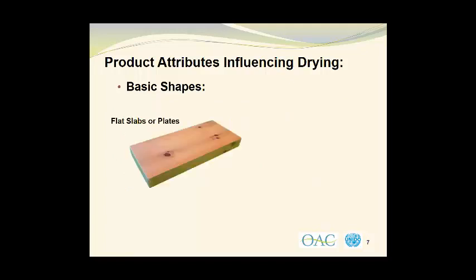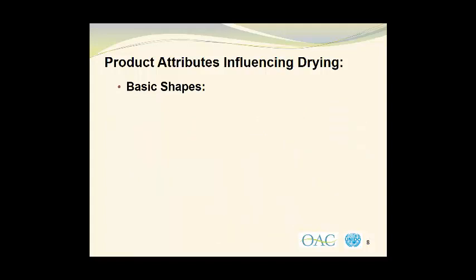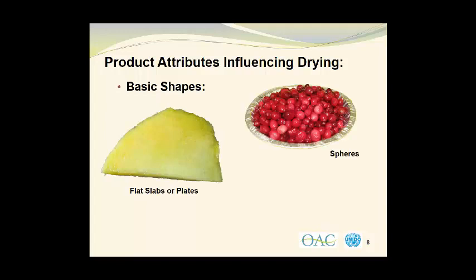They are flat slabs or plates, which I've represented here with this flat piece of wood, spheres as represented by these small balls, and cylinders as represented by this piece of wooden dowel. However, we should be able to relate these to actual food products. A flat slab can be shown as being a piece of mango. Spheres can be represented by berries such as these cranberries in the top right-hand corner of the slide. And finally, we can represent a cylinder with a carrot.